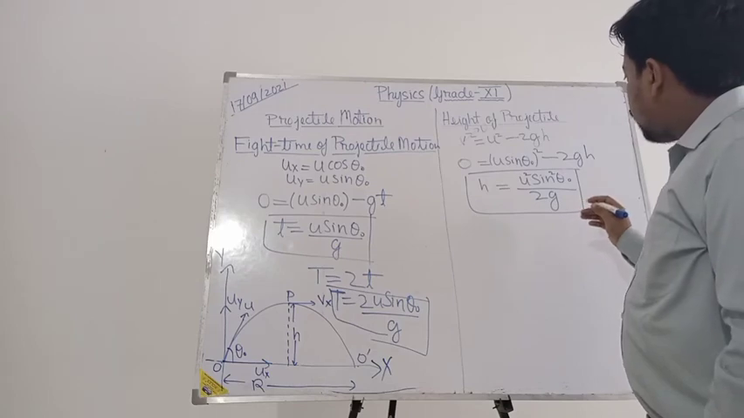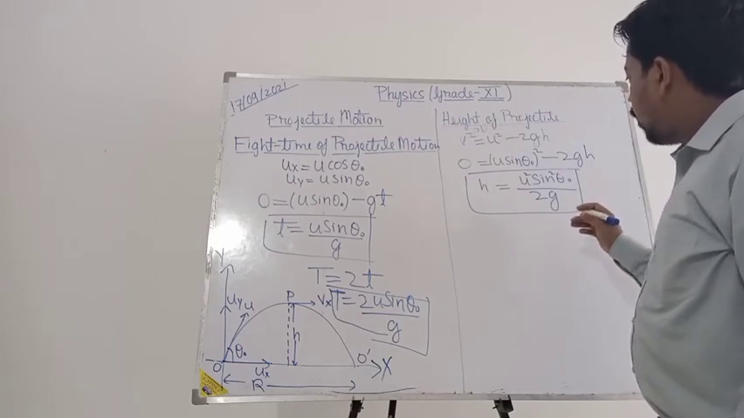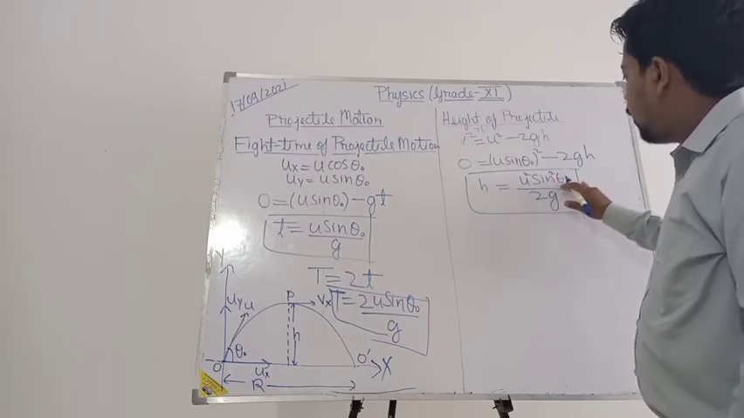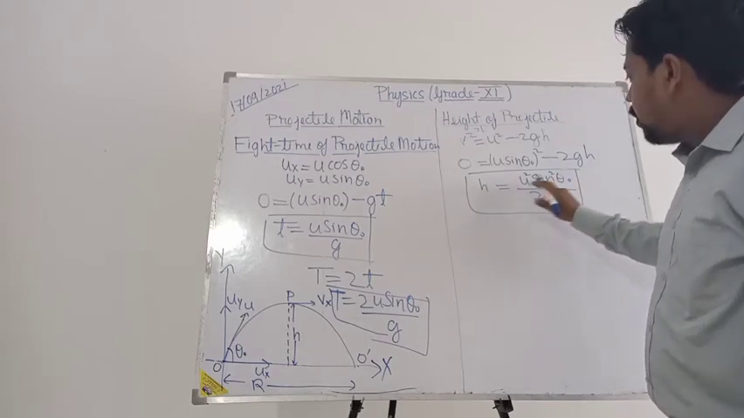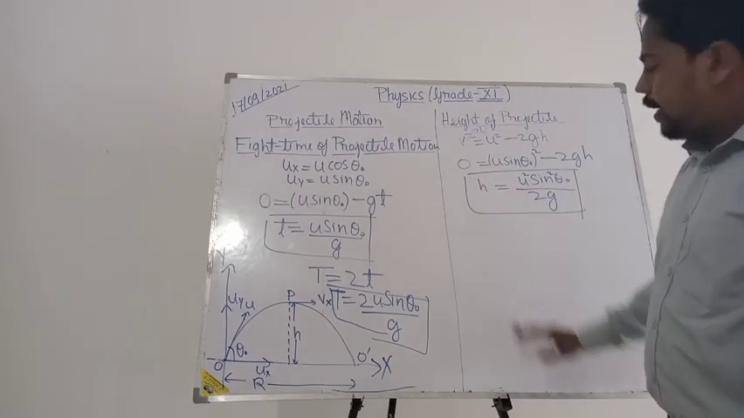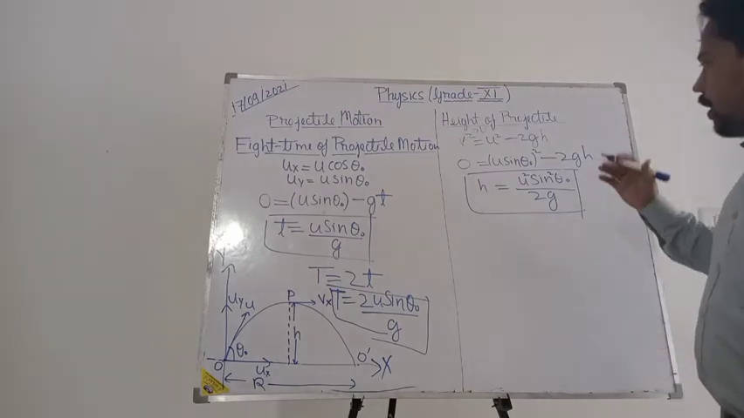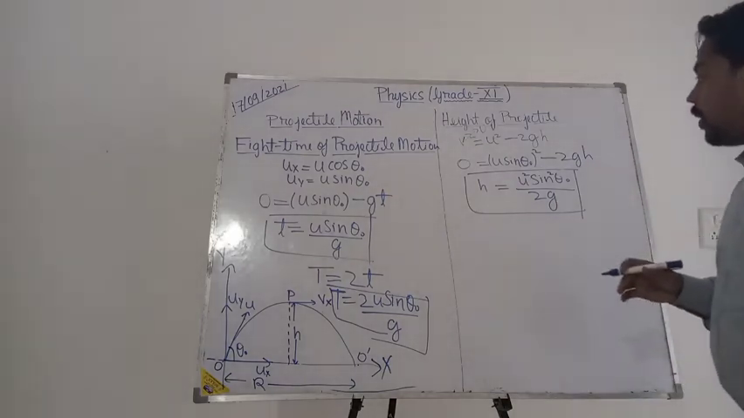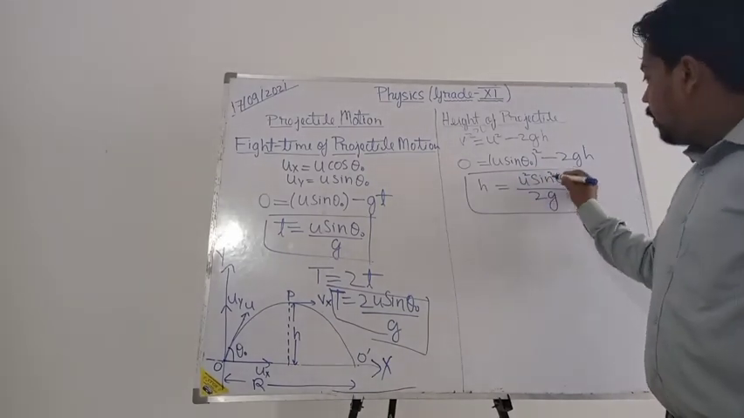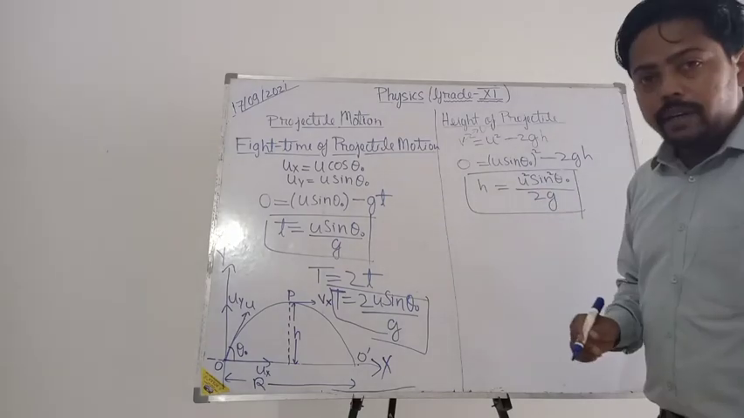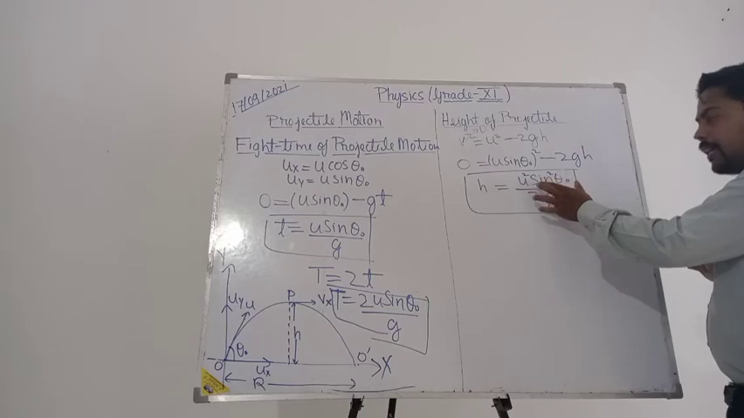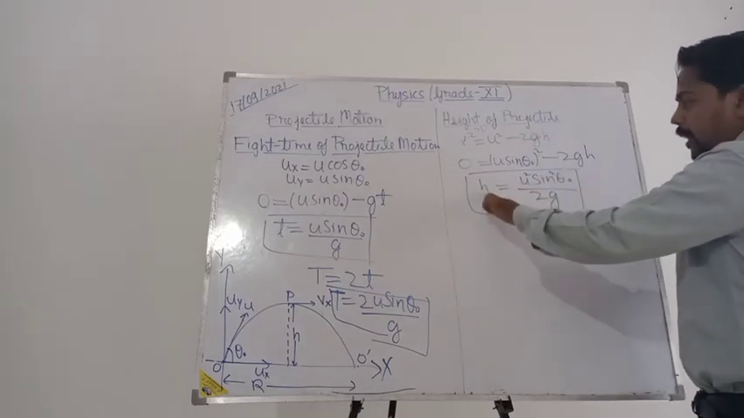Now we can express this value of height by changing the value of theta again. In which case can we conclude the height will be maximum? The height will be maximum when theta is equal to 90 degrees, when this sine square theta becomes 1. Only in that case will the value of the height be maximum.